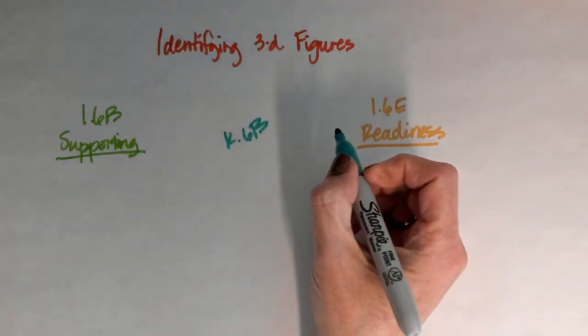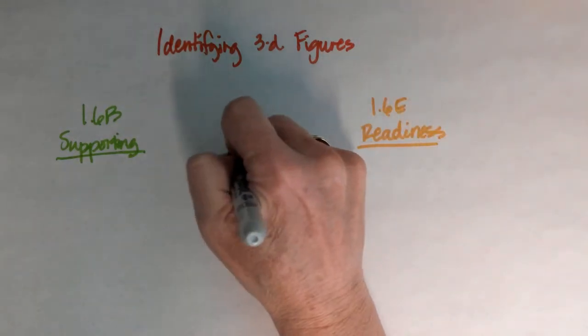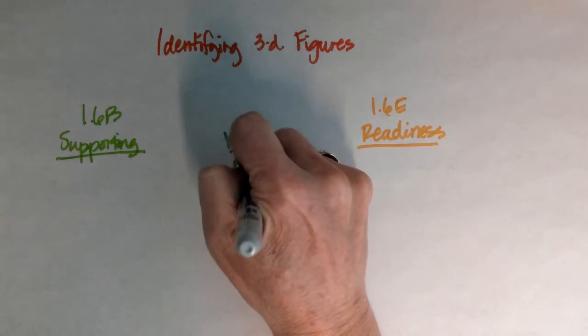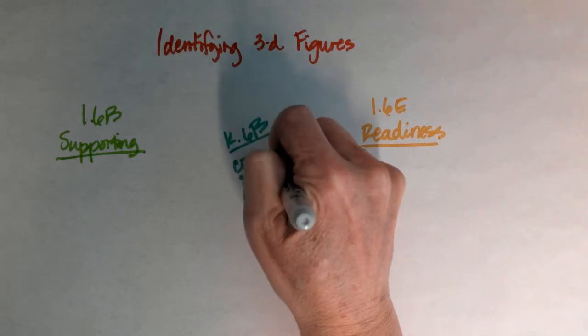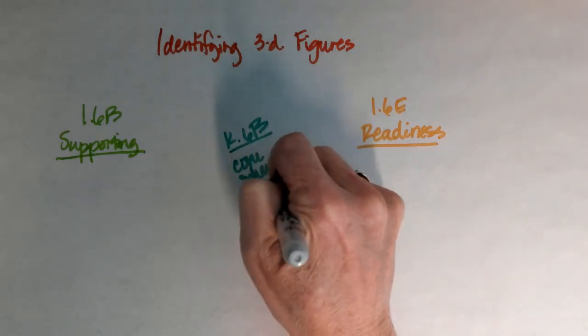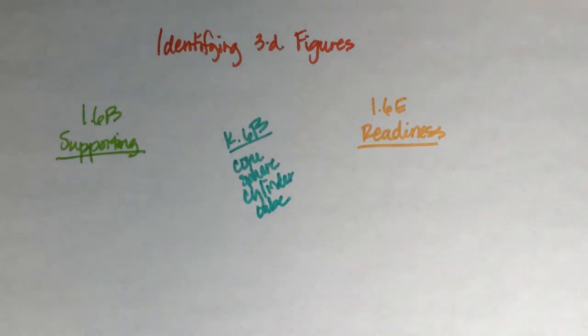And in that standard, students learn cone, sphere, cylinder, and cube. Those are the only 3D figures they're expected to know leaving kindergarten. So we want to make sure that we are not expecting things that were not part of their kindergarten standard. So they had to identify cone, sphere, cylinder, and cube. That's it.